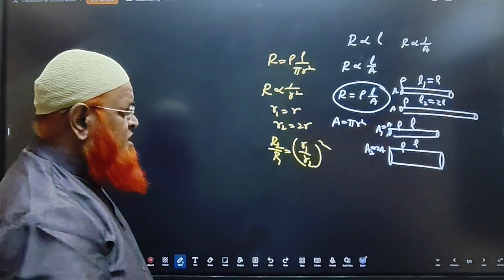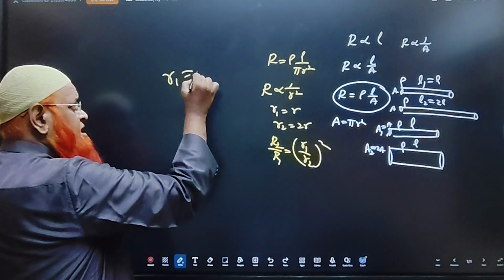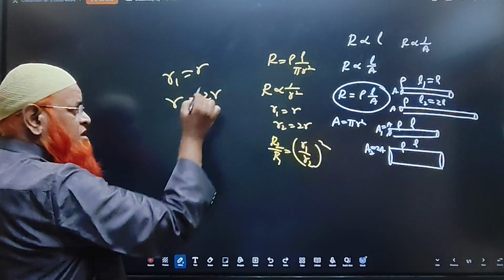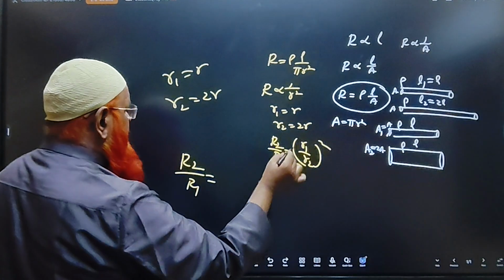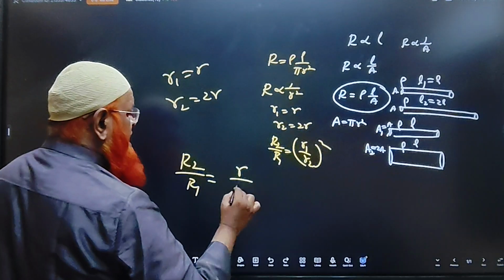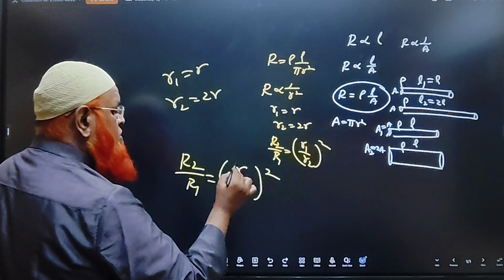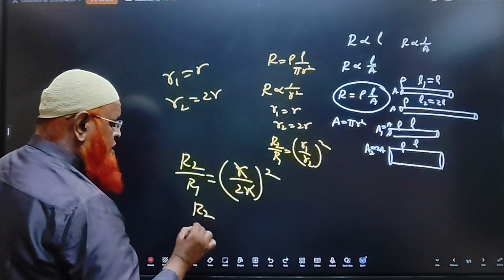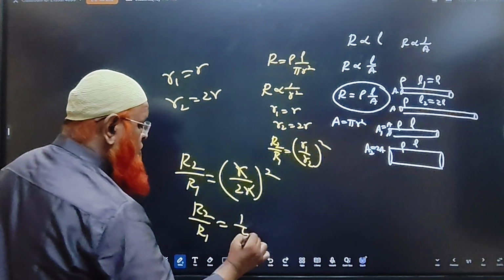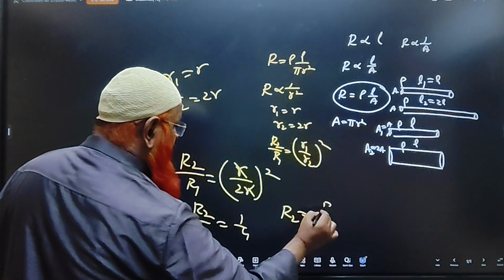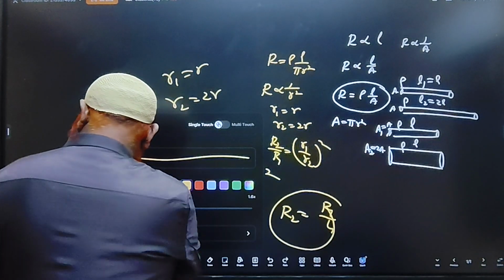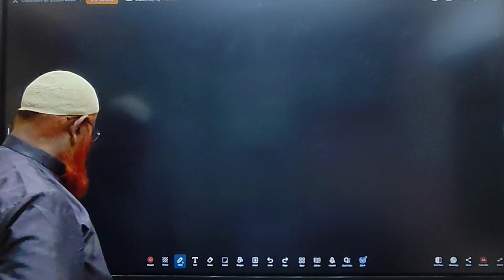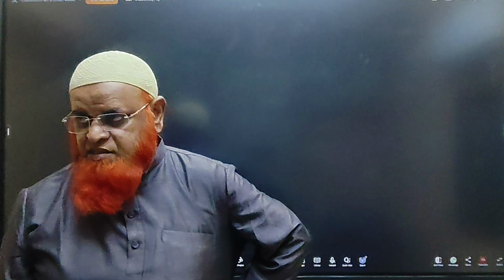It's inverse relation. So if the radius of the wire is R, if it has been doubled, it has become 2R, then what happens to the resistance? R2 by R1 is equal to R1 by R2, R1 is R, R2 is 2R, is going to be whole square. So therefore, R2 by R1 is going to be 1 by 4. That means R2 is equal to R1 by 4. This is a simple concept, isn't it? Everyone knows about this. But what happens?